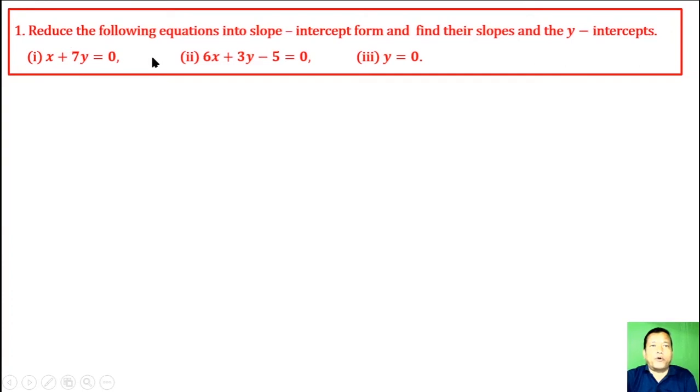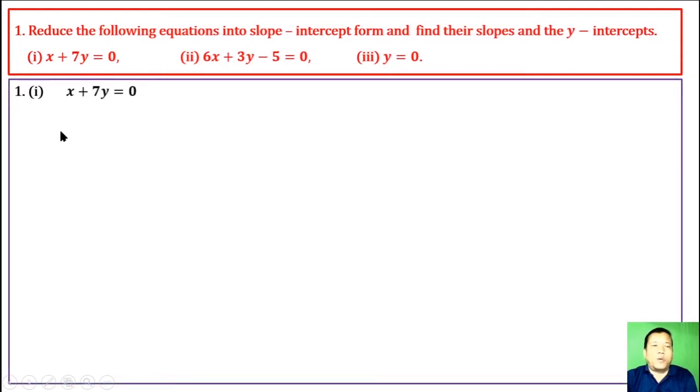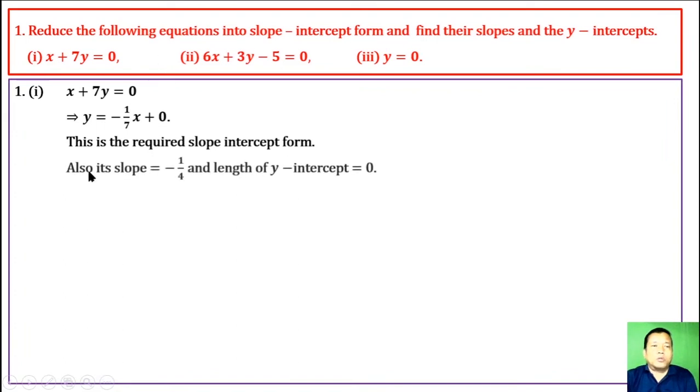Exercise 10.3. Reduce the following equations into slope-intercept form and find their slopes and the y-intercepts. For first, Roman number 1, we have to express y in terms of x. This is the required slope-intercept form. Also, its slope is the coefficient of x, that is minus 1 by 7. It should be 7. And the length of y-intercept is the constant, equal to 0.